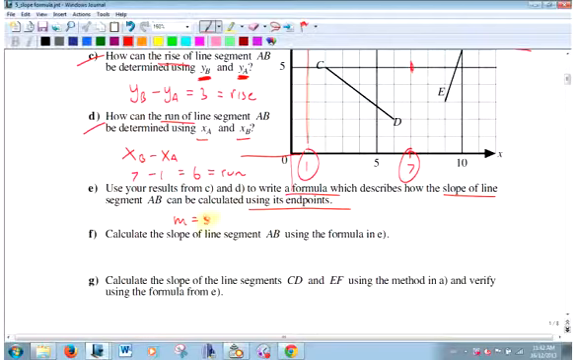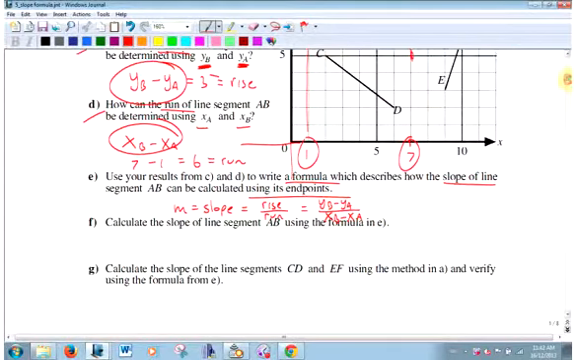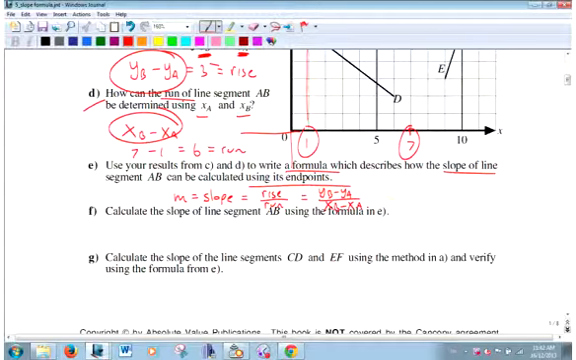So slope, that's M, is rise over run, but rise was YB minus YA, run was XB minus XA. Well, there's our formula. That's it.